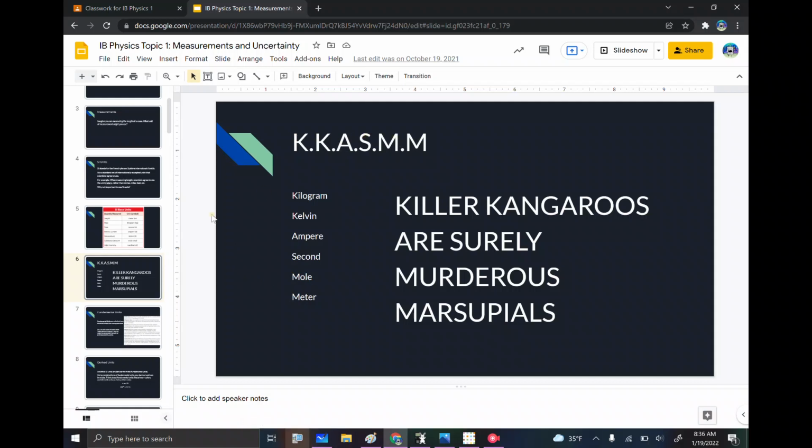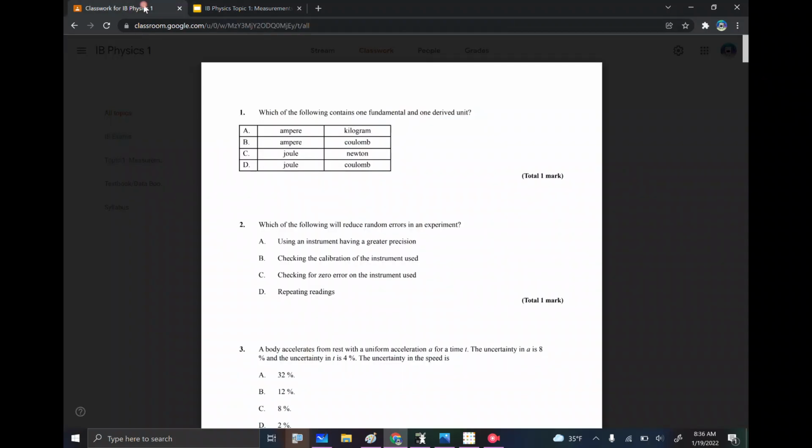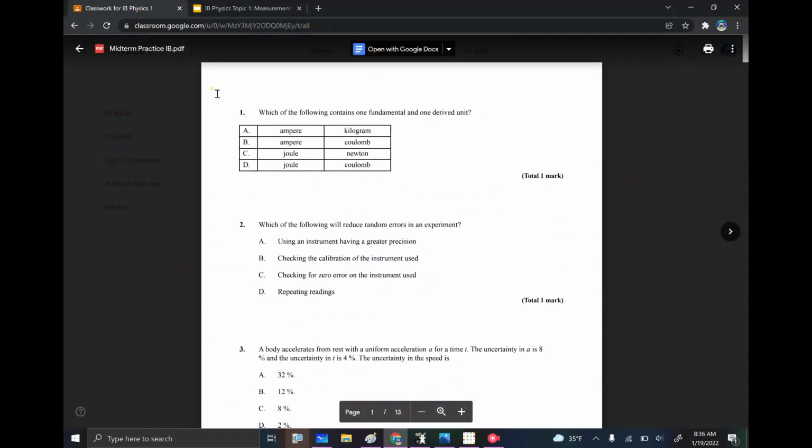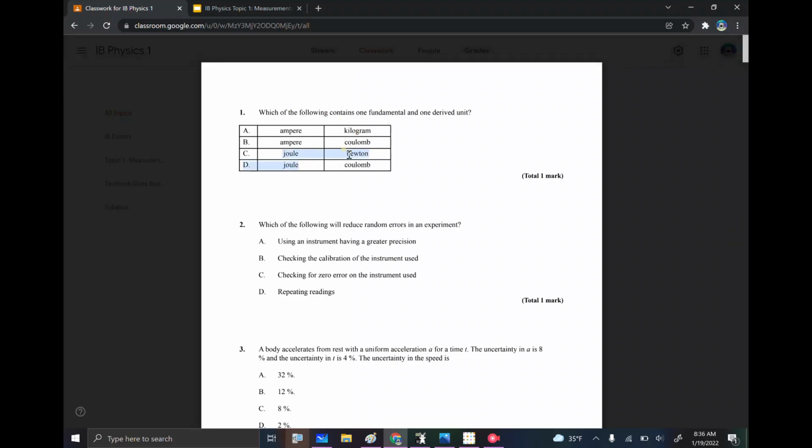KKASMM, which maybe it'll help you. You can remember with the term killer kangaroos, right? KK, are surely murderous marsupials, ASMM, right? Kilogram, Kelvin, ampere, second, mole, meter. So if we look here, there's a few things that don't belong here, right? They're not fundamental. Joule is not a fundamental unit. Newton's not a fundamental unit, and Coulomb is not a fundamental unit.